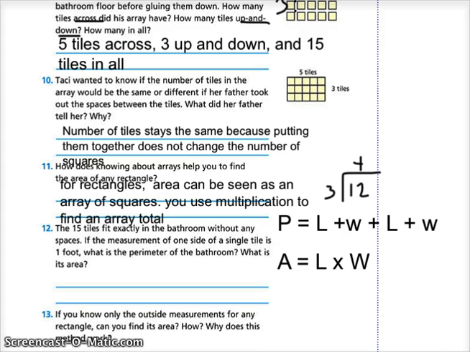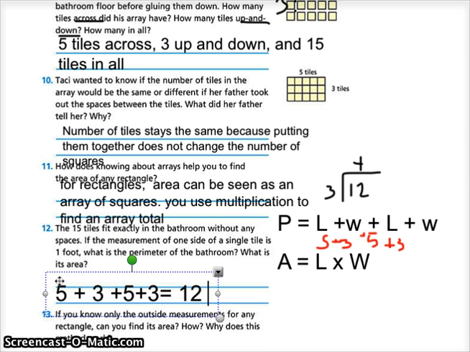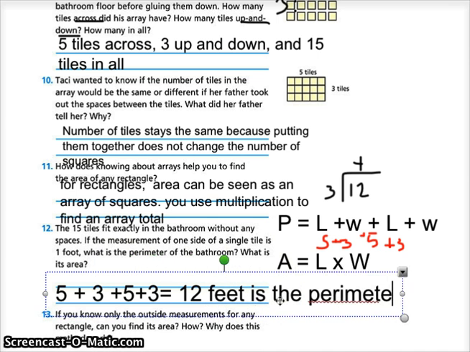I know that I would have 5 plus 3 plus 5 plus 3. So that's 5 plus 3 is 8. 8 plus 5 is 12 (13). And 12 plus 3 is 15 (16). So I'm going to write 5 plus 3 equals 12. And we said we're doing feet, so this would be 12 feet is the perimeter.